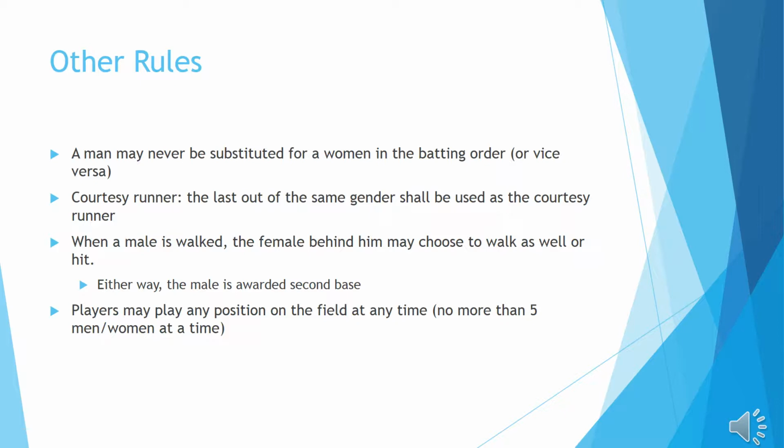Other important roster rules to remember. First, a man may never substitute for a woman in the batting order or vice versa as previously discussed. Additionally, a courtesy runner, if used, will be the last out of the same gender, and as we discussed in the earlier presentation, only 1 courtesy runner will be allowed per inning. If a male hitter is walked, the female hitting behind him may choose to walk as well or hit. Regardless of whether that female chooses to hit or walk, the male will be awarded second base.